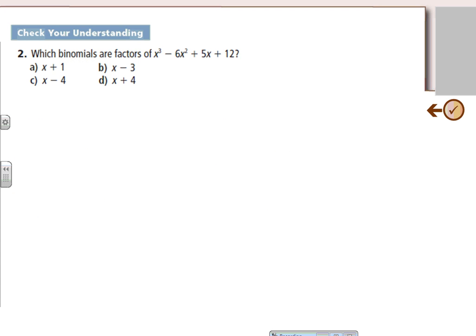Let's look at your example number 2 now. Which binomials are factors of that original? Well, you've got your two options. You could use synthetic division. You could use the factor theorem. Whichever one works for you will work here. I'm going to show you the factor theorem because that's what we're looking at right now, but realize that synthetic division would work as well. Your whole thing is, if it is a factor, the remainder has to equal 0 in order to be a factor.